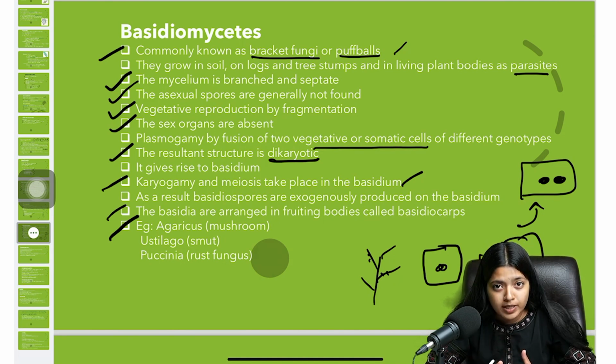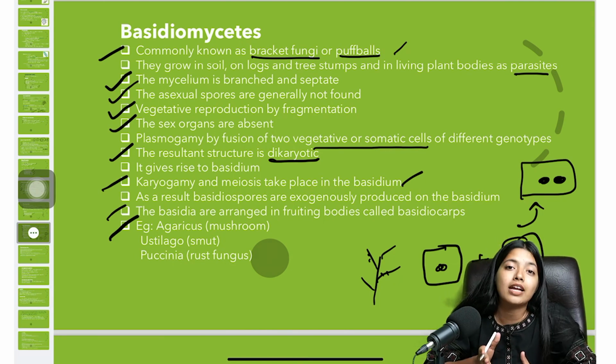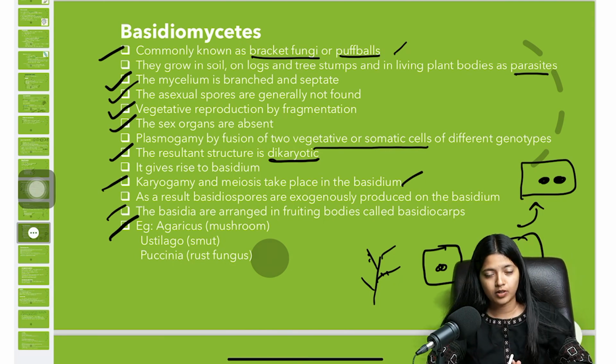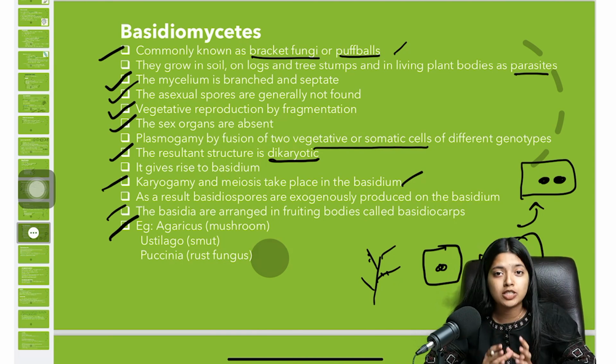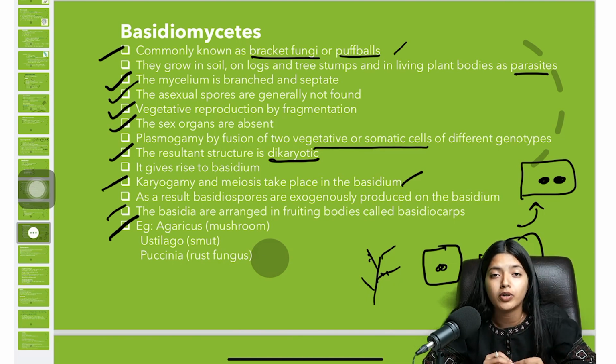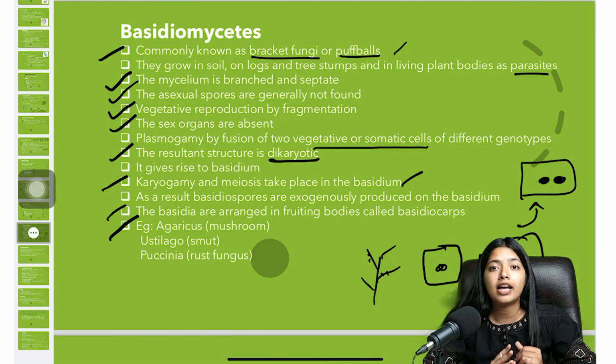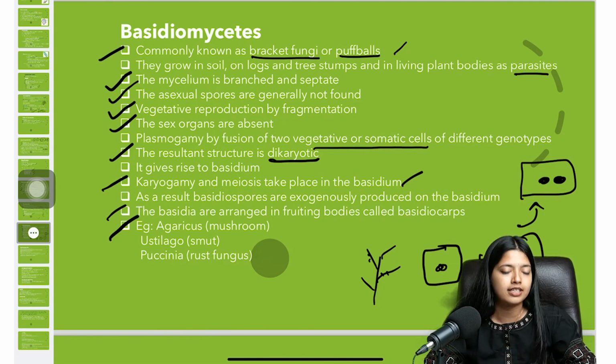After the formation of basidium, karyogamy and meiosis occur. So the spores, which are basidiospores, are produced exogenously. This basidium is formed on a fruiting body called basidiocarp. A number of basidia together form a fruiting body called basidiocarp. That's all. The examples are Agaricus, Ustilago, and Puccinia.